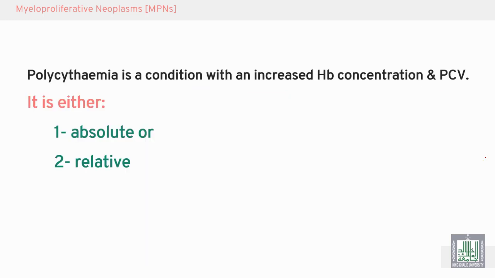Polycythemia is a condition with increased hemoglobin and packed cell volume, which is also called hematocrit. Its abbreviation is HCT.